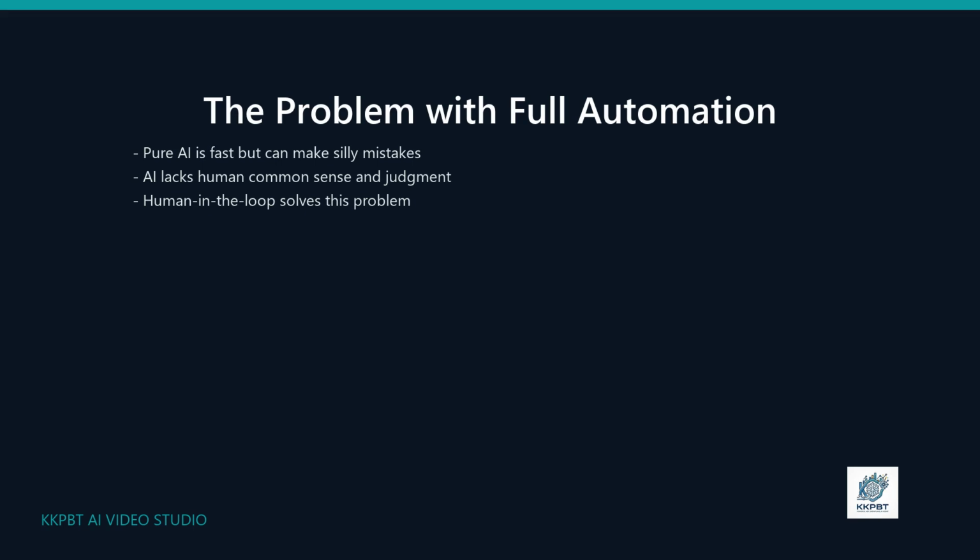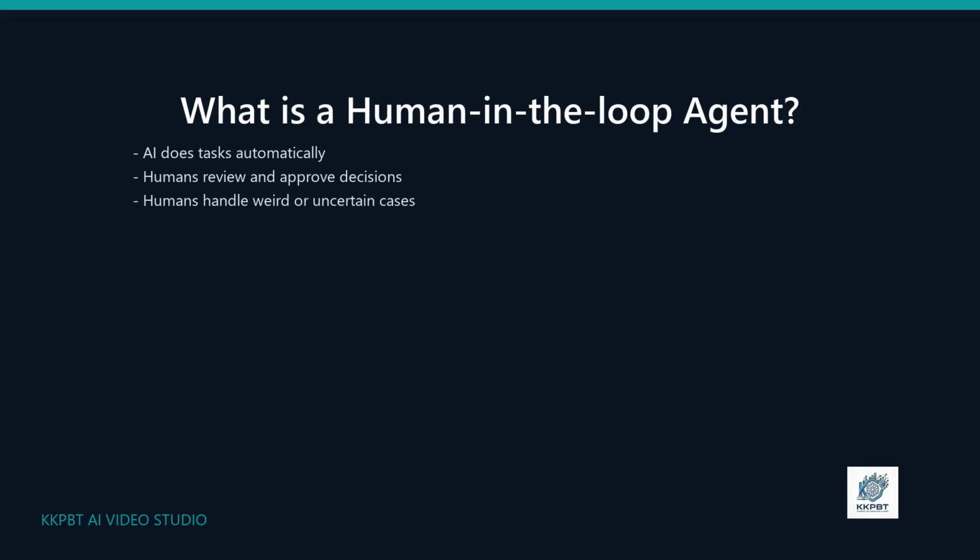Imagine you hire a super-fast assistant who works 24/7. But sometimes, they misinterpret an email and almost hit send on a huge mistake. That is the big challenge with full AI automation today. While AI is fast, it lacks human common sense. That's where human-in-the-loop agents come in. So, what is a human-in-the-loop agent?